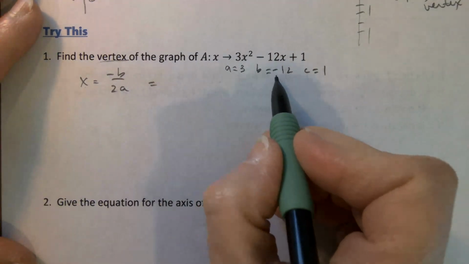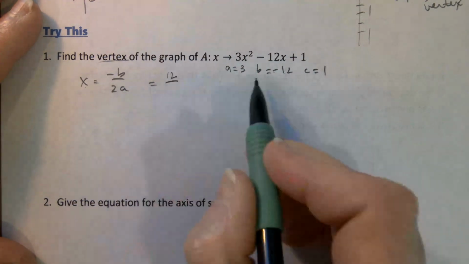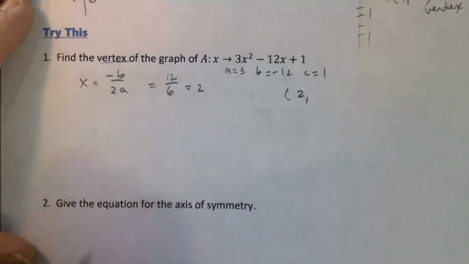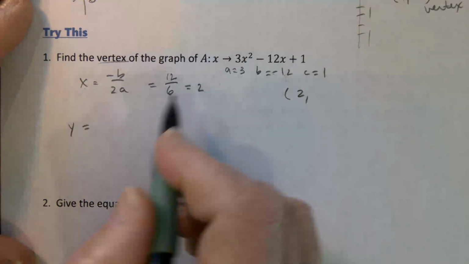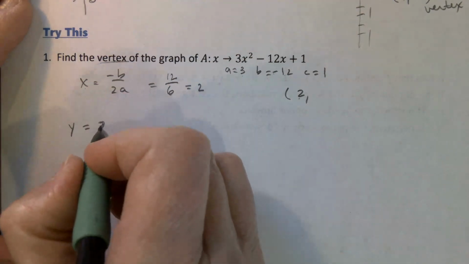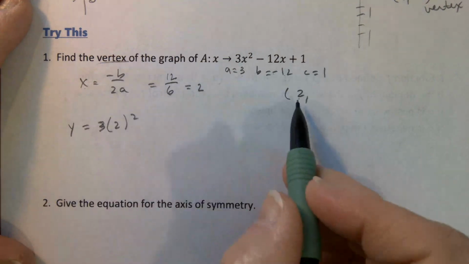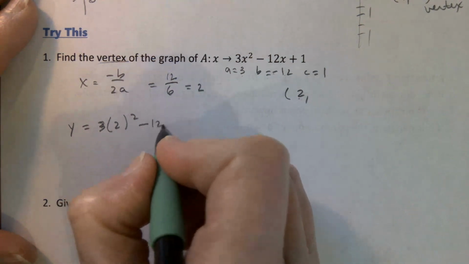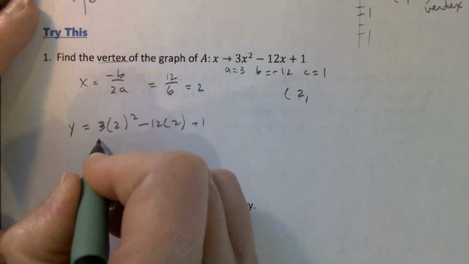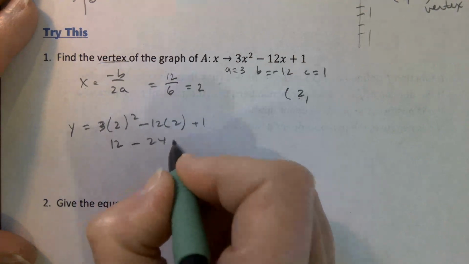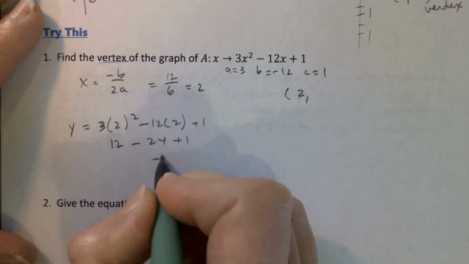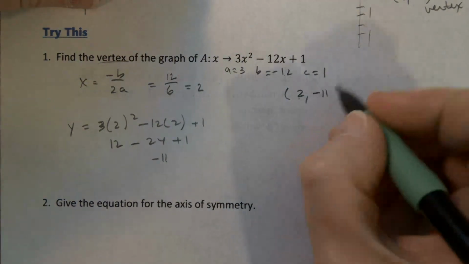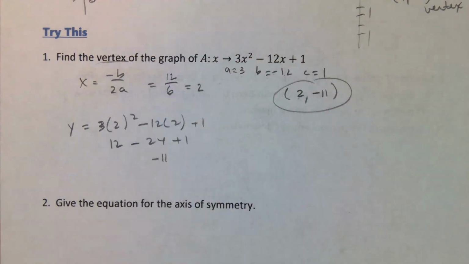So I have the opposite of b. b is negative 12, so the opposite will be positive 12. a is 3, 2 times 3 is 6, so this is going to be 2. So there is my x coordinate. To find the y coordinate, I plug in 2 for x. So I have 3 times 2 squared, because it's what is the value of y when x is 2? That's the vertex. Minus 12 times 2 plus 1. So I have 3 times 4 is 12, minus 24 plus 1. That would be negative 12, so negative 11. I should have a negative 11, which is a good thing we're not graphing it. So there is my vertex, 2, negative 11.